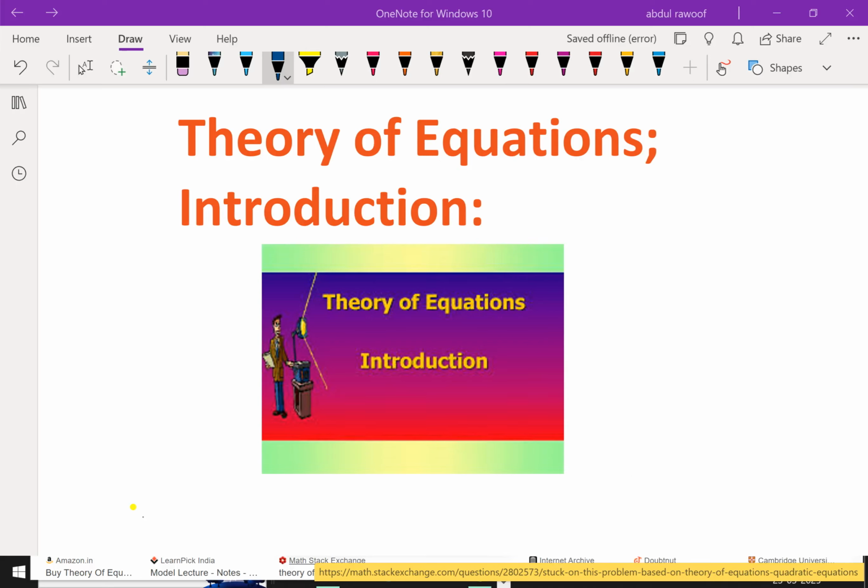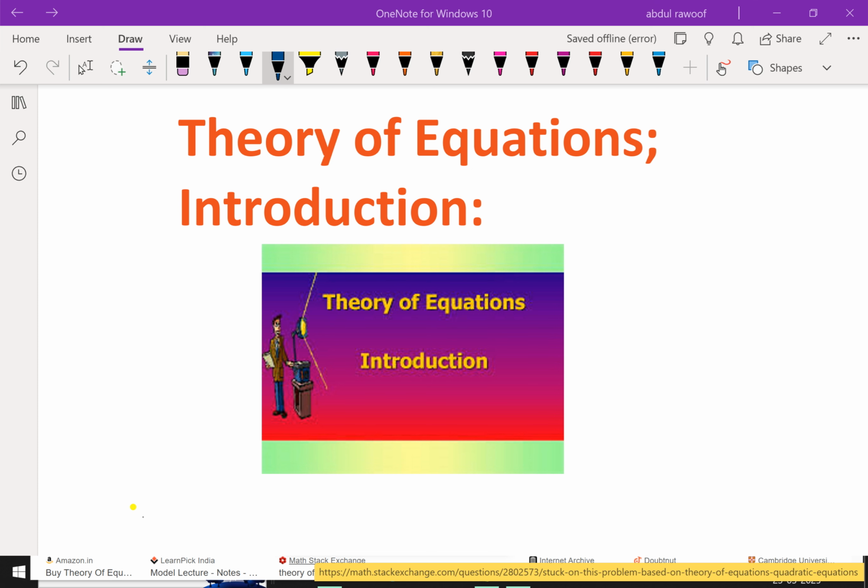Welcome to aminacademy.com. In theory of equation, let us do some introduction. The study of algebraic equations, which are equations defined by a polynomial in algebra, is known as the theory of equations. A polynomial is an expression that contains one or more terms. The main challenge in the theory of equation was to determine when an algebraic equation has an algebraic solution.